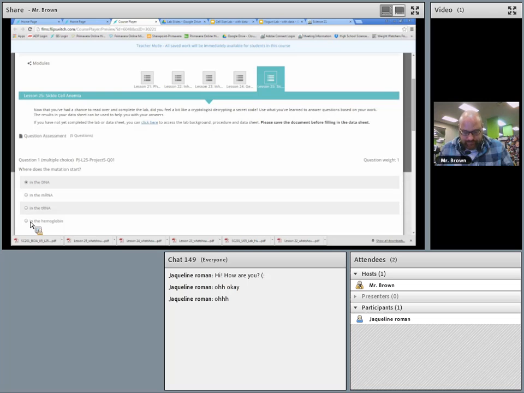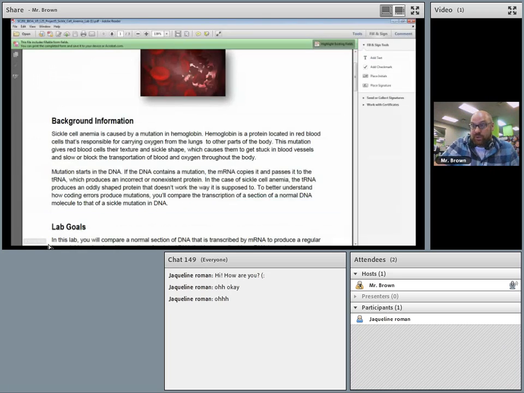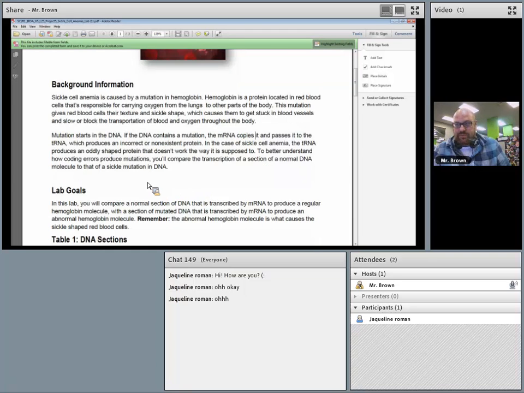It says list the nitrogen bases as seen in the DNA sections of the following. So sickle cell anemia is caused by mutation in the hemoglobin. Hemoglobin is a protein that transports oxygen. What happens in sickle cell is the cell is misshapen, so the hemoglobin does not transport oxygen as well as regular shaped cells.